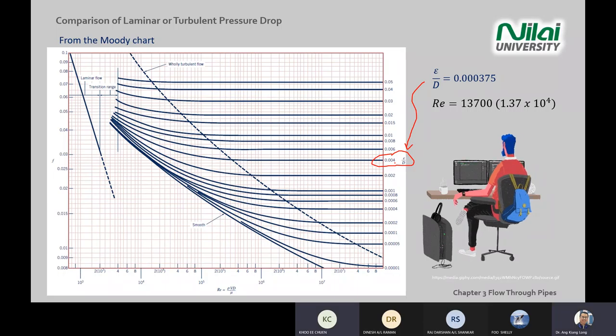Okay, good. Also, one of the mistakes: students don't know how to read the graph for the Reynolds number. So the Reynolds number is 1.7 times 10^4. Look at the labels below here, already labeled for you. First one is 10 power 3, 10 power 4, 10 power 5, 10 power 6, 10 power 7. So for example, this line here is 1 times 10 power 4. This line is 2 times 10 power 4. Even it gives you the hints here already.